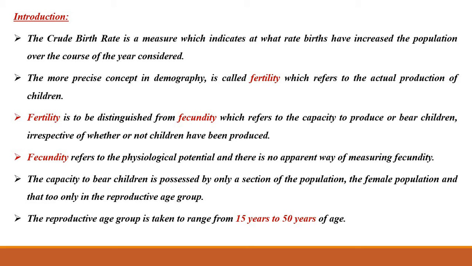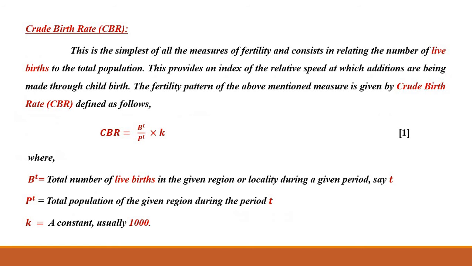Fecundity refers to the physiological potential, and there is no apparent way of measuring fecundity. The capacity to bear children is possessed by only a section of the population, the female population, and that too only in the reproductive age group. The reproductive age group is taken to range from 15 years to 50 years of age.